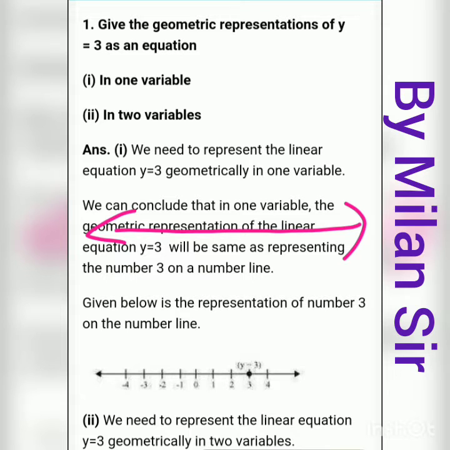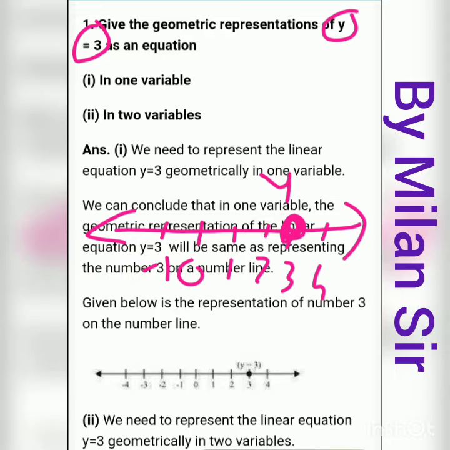So draw one number line and mark some numbers: 0, 1, 2, 3, 4, and here -1. Now what we need to represent here is y = 3. Where we have 3, this is the location of y = 3. We get a single point here. If we need to represent a linear equation in one variable, we only need to draw one number line and represent our numbers. Here we have y = 3, so we need to represent 3 on the number line.